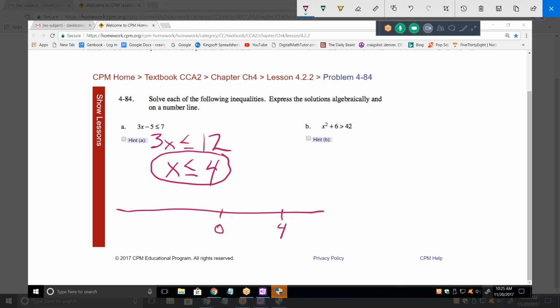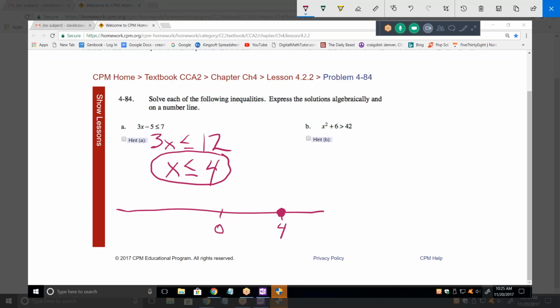So how would that graph? Where would I start? Would I start at 0? Would I start at the number 4? You'd start at 4, right? Yeah, with a solid dot or an open dot? It'd be open. Actually, open would be if it was just less than. But since it's less than or equal, in other words, if you have the equal sign along with the inequality sign, it's always a solid dot.